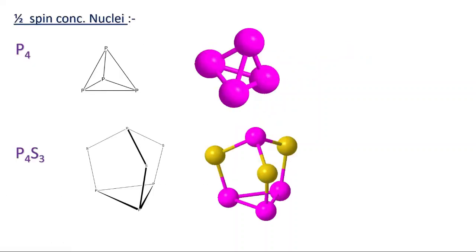Now come to the very first example, the first system, that is spin half concentrated nuclei. You can see phosphorus in the P4 state.